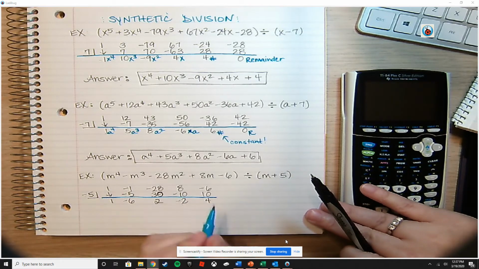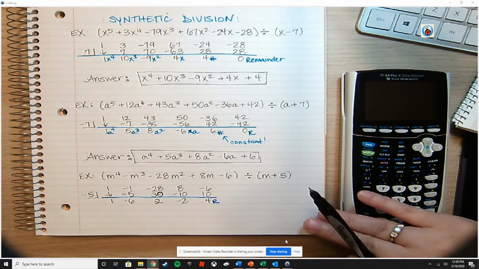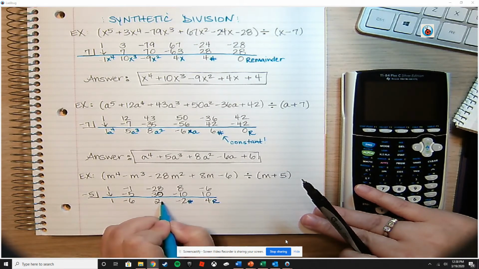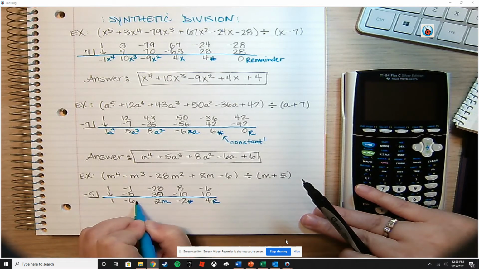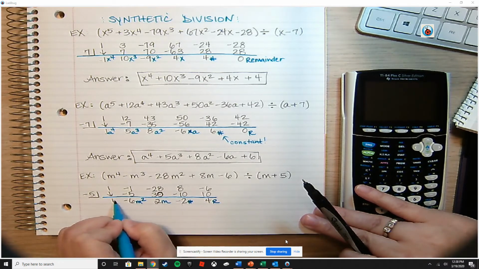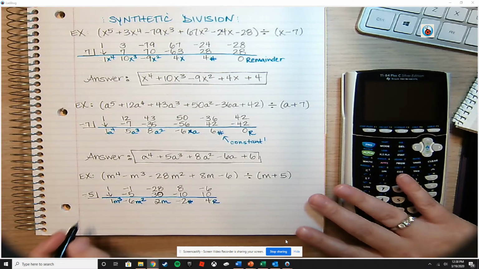Okay, so now I have a remainder, which is fine. No need to panic. It works. This is my number. This is my m term. And notice I'm going to increase those exponents. This is m squared. This is m to the third. Okay, now I'm going to write my answer.